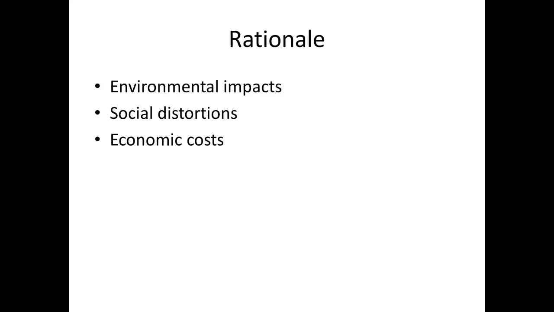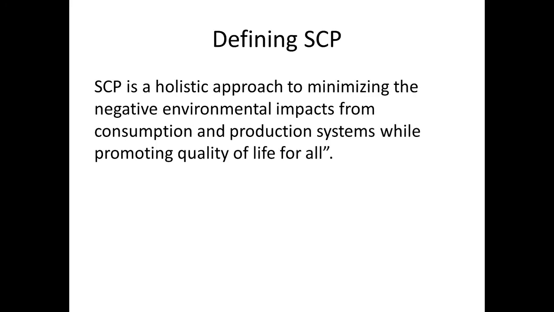So the rationale is obvious: our development patterns are not sustainable. They have environmental impacts, social distortions, and a huge economic cost. We will see what we mean by economic cost through our development and production systems, while social distortions are totally different. Defining SCP, it is a total approach to minimize the negative environmental impacts from consumption and production, with no compromise on quality of life.